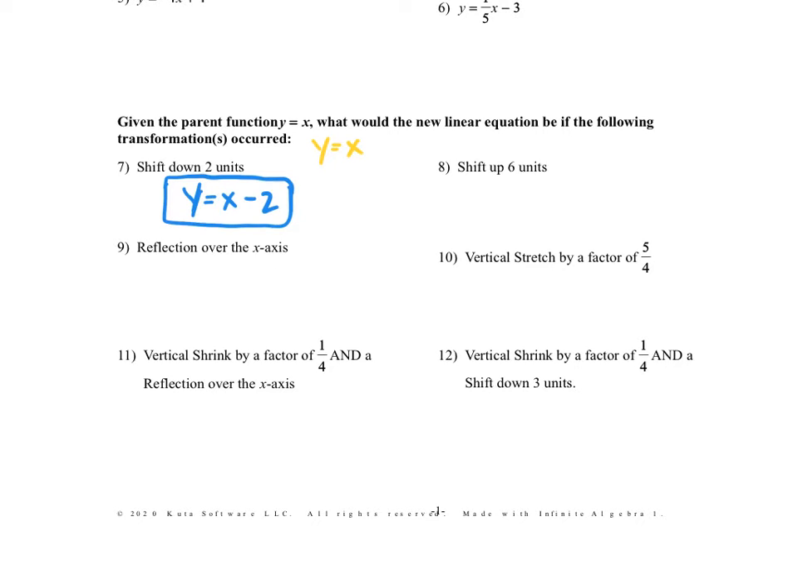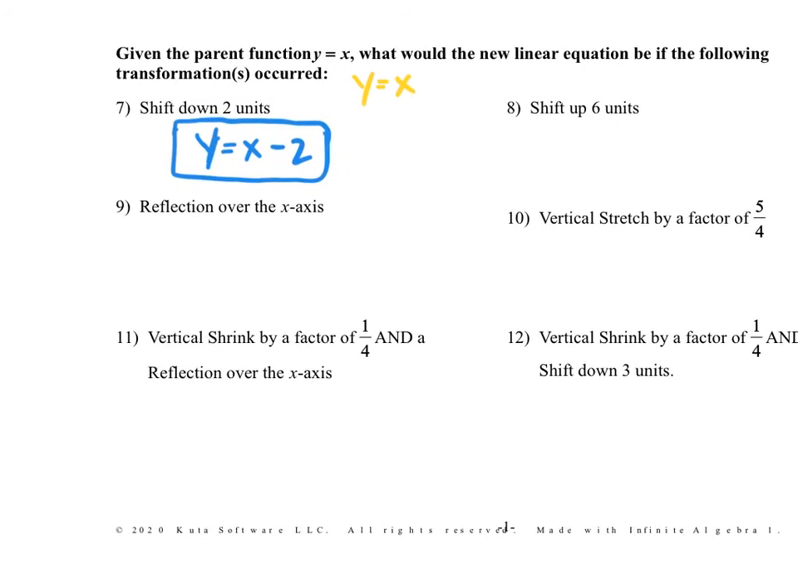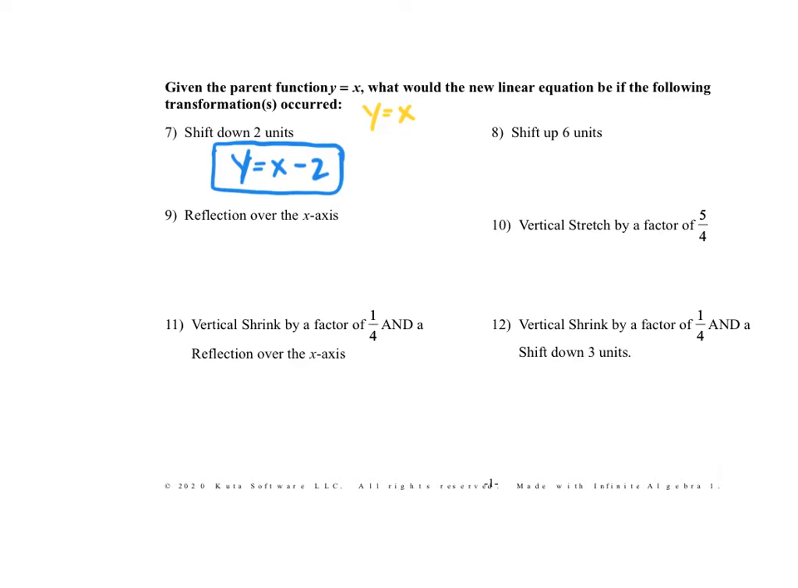All right. Now, I'm going to do 2 more of these. The next one I'm going to do is number 9. What is it asking us to do? Number 9 is asking us to show a reflection over the x-axis. Well, how do you show a reflection? Negative slope. Now, does it say to do anything else? No. It doesn't say to vertically stretch it or shrink it. It does not say to shift up or down. So therefore, all we've got to do is make it y is equal to negative x. Perfect.